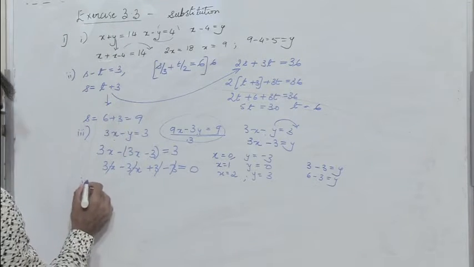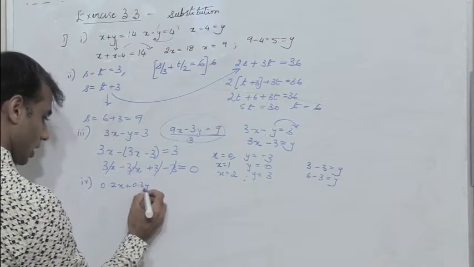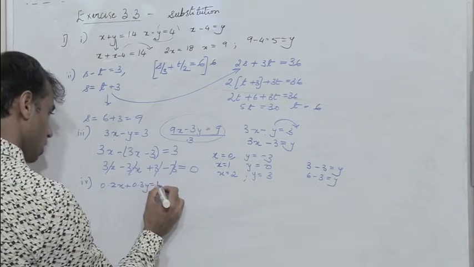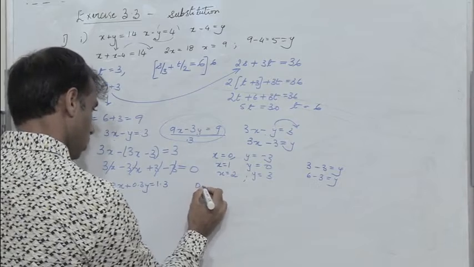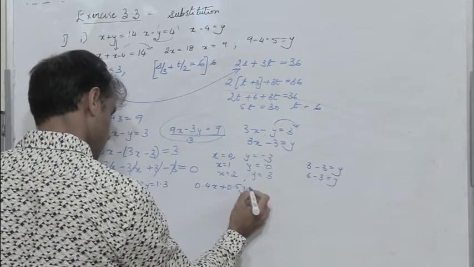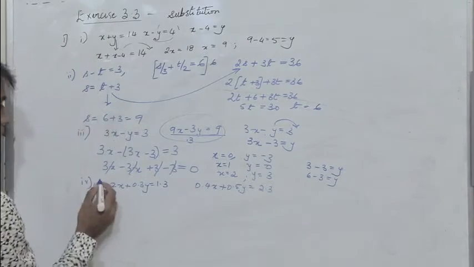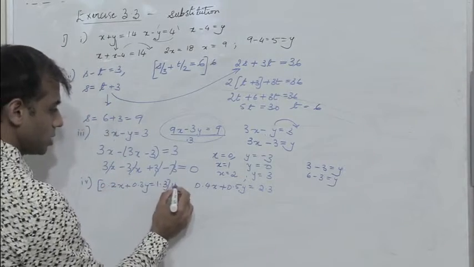So the next problem, problem 4: 0.2x plus 0.3y equals 1.3 and 0.4x plus 0.5y equals 2.3. So let me multiply both the equations with 10.